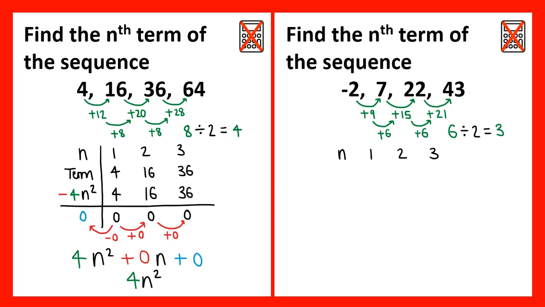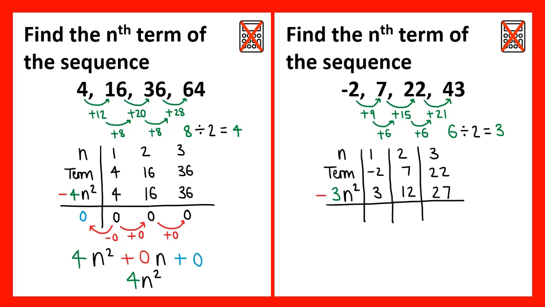Considering the first 3 terms of the sequence, -2, 7 and 22, calculate 3n squared so that this can be subtracted. For the first term, n squared is 1 times 3. For the second term, n squared is 4 times 3 is 12. And for the third term, 3 squared is 9 times 3 is 27. Subtract 3n squared from the original sequence. -2 minus 3 is -5. 7 subtract 12 is -5. And 22 subtract 27 is -5.